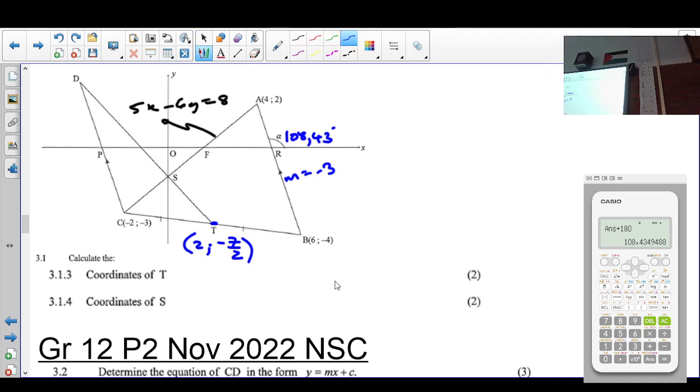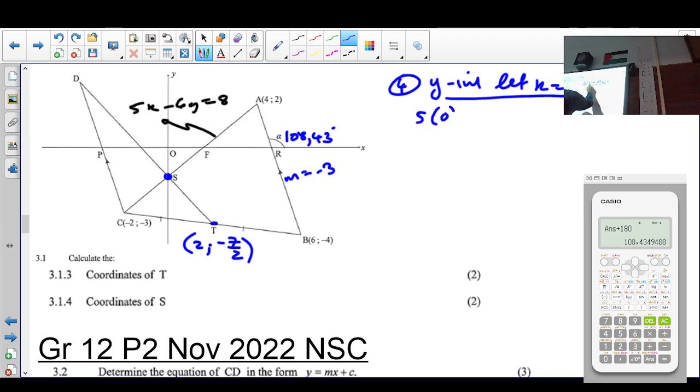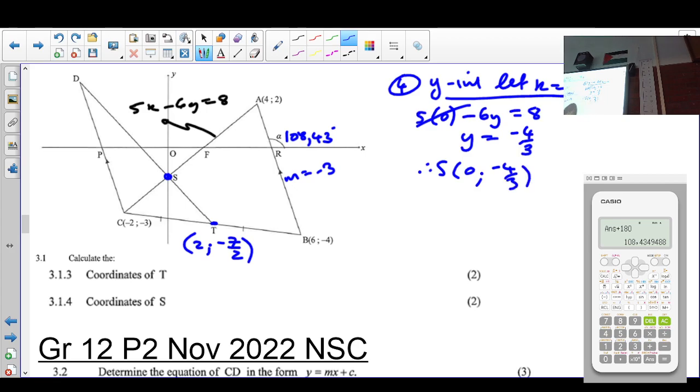Number 4, the coordinates of S. As you can see, S is your y-intercept. How do you calculate the y-intercept? We let x equal 0. So we have 5 times 0 minus 6y equals 8. We can drop that, so y is equal to negative 4 over 3. Therefore, S is (0, -4/3).